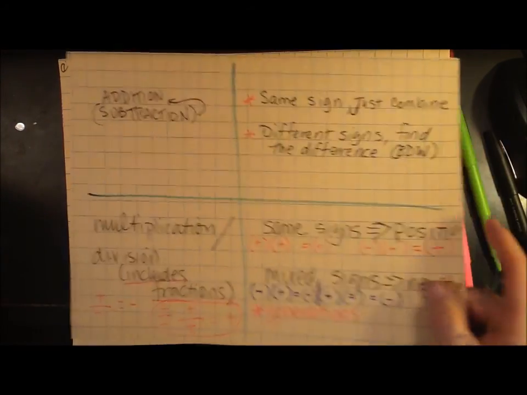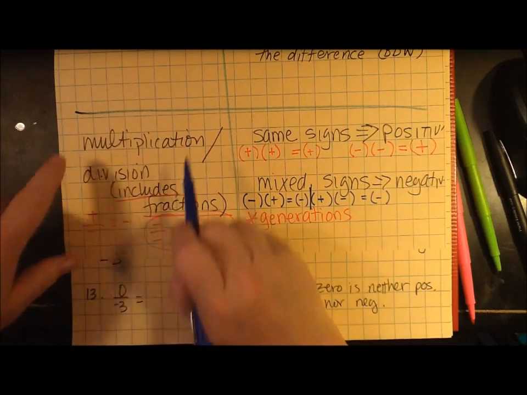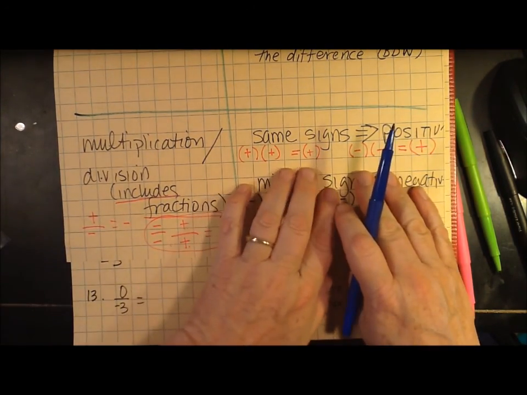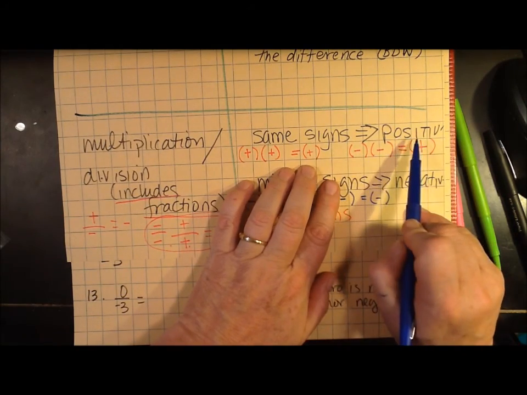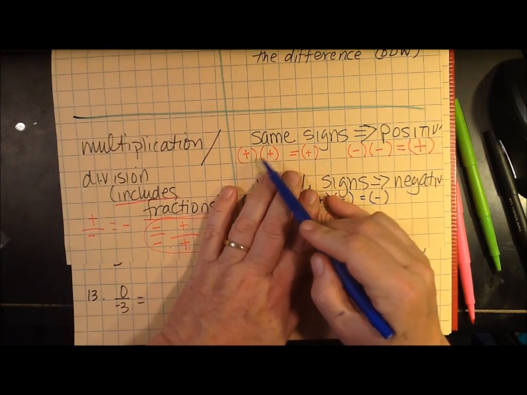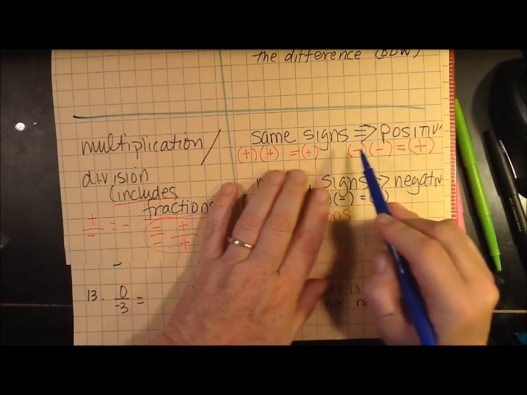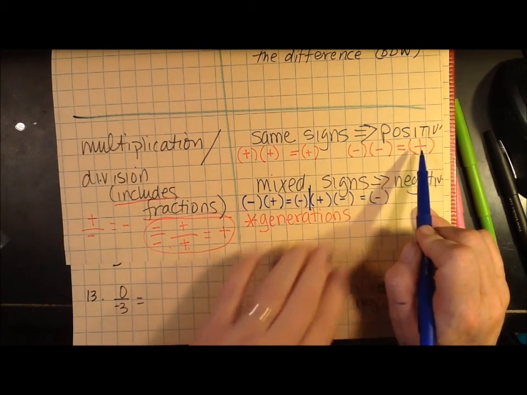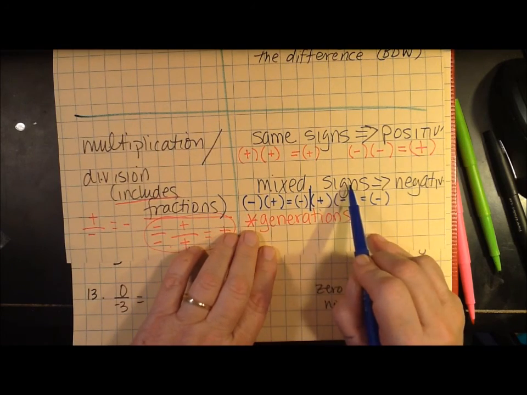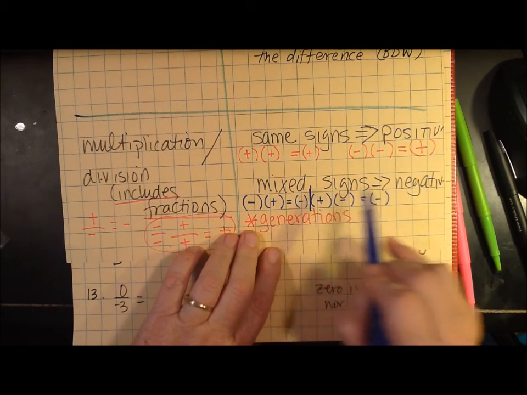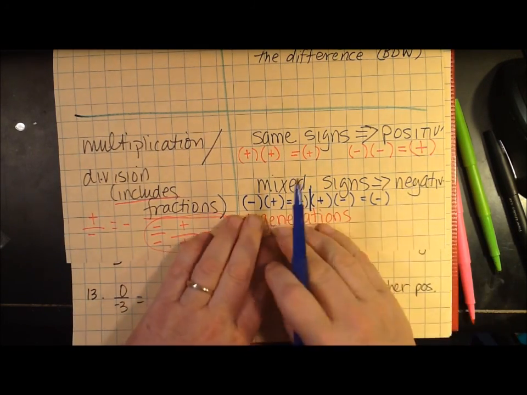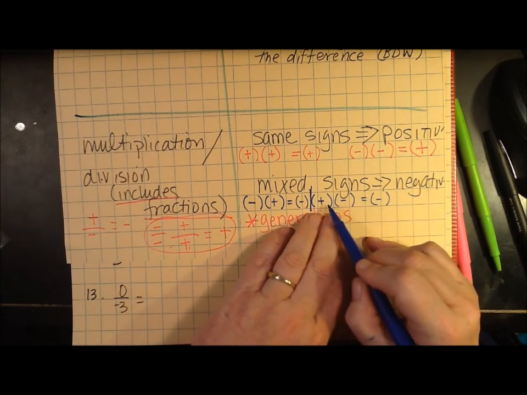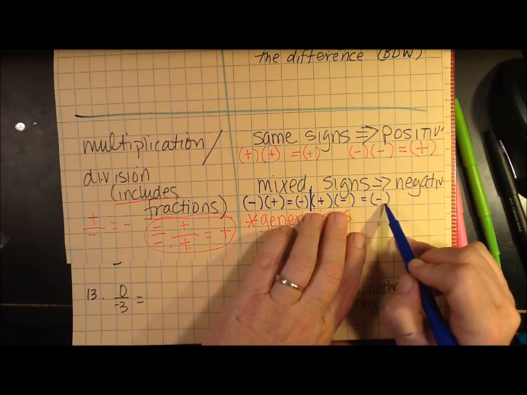And just to remind you, if you are multiplying or dividing, and division does include fractions, if the signs are the same, it's positive. A positive times a positive is a positive. A negative times a negative is also a positive. If the signs are mixed or different, the answer will be negative. So a negative times a positive is a negative. A positive times a negative is a negative.